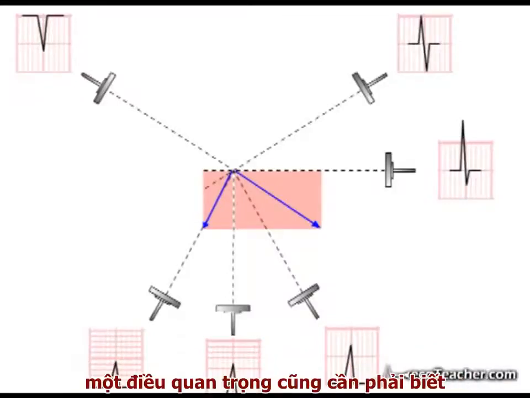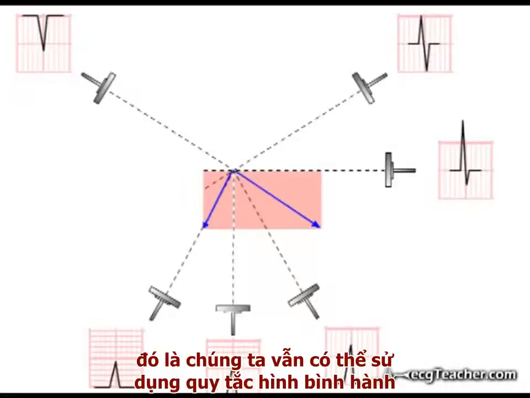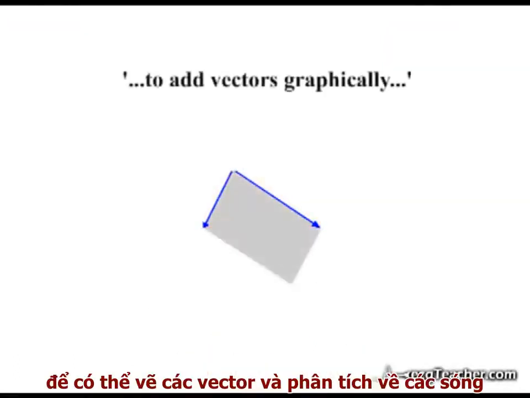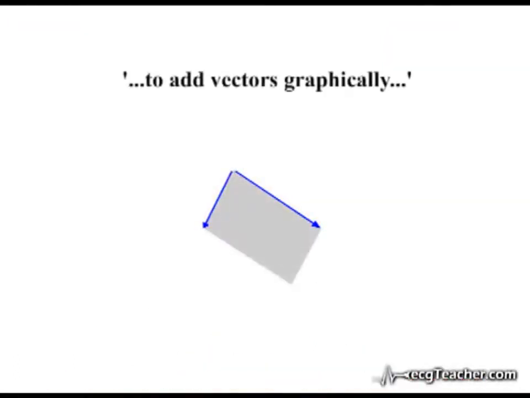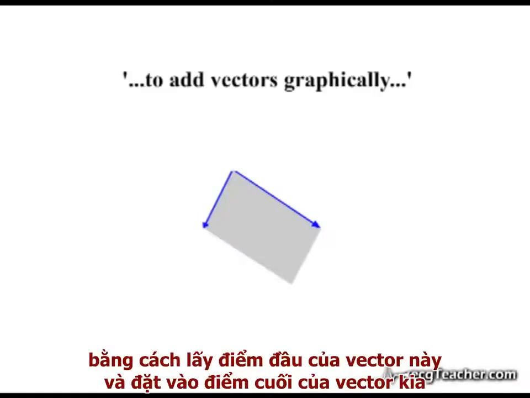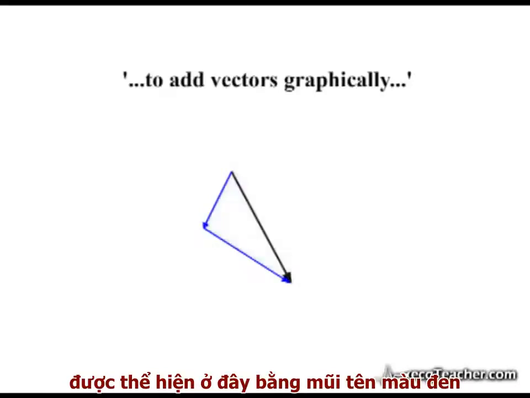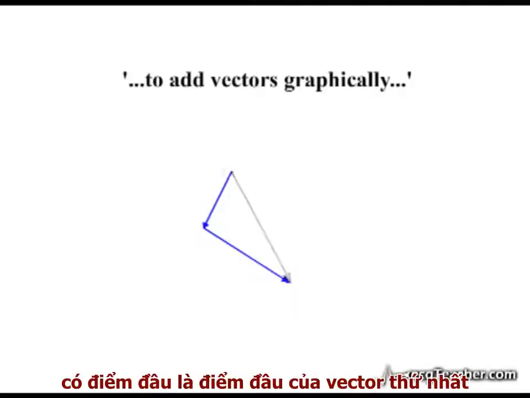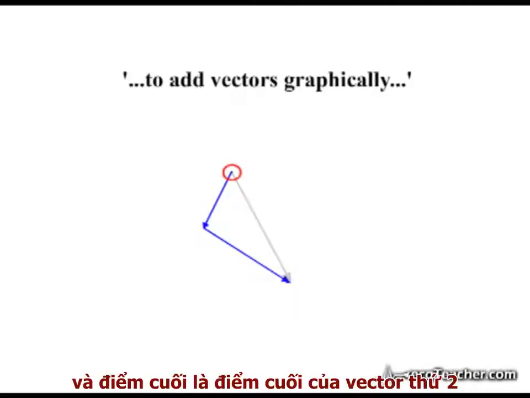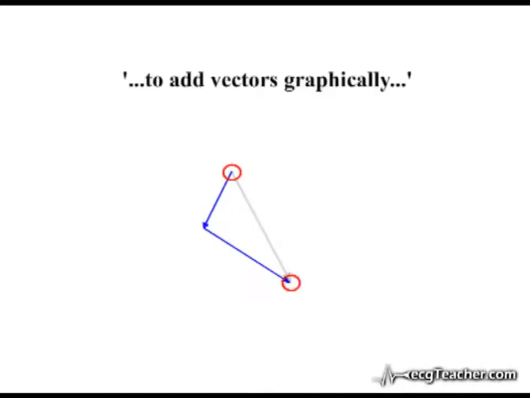It is also very useful to note that we can use the parallelogram rule to add vectors graphically. Two vectors may be added together by placing the initial point of one at the terminal point of the other. The total vector generated by their addition, shown here in black, is represented in magnitude and direction by a vector drawn from the free initial point to the free terminal point.